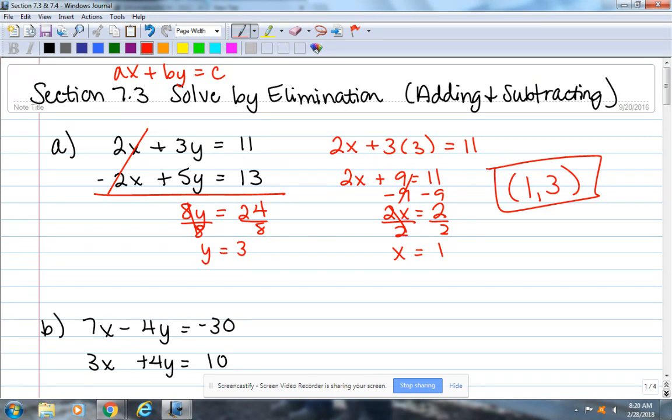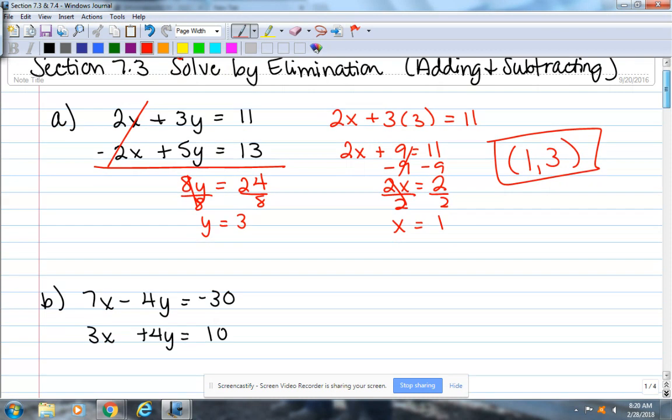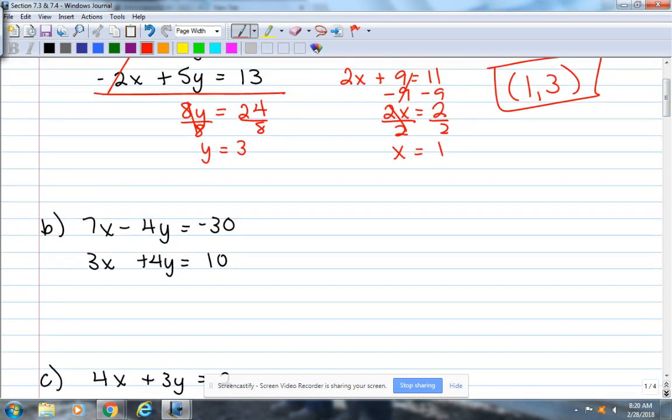Okay, so this is really early on in this lesson. It's really easy because the variables are ready to cancel out to start with. But as we move on today, it's going to get to where we have to do something to make them cancel out. Okay. So y'all look at example B, please, and write that down. We're still eliminating.